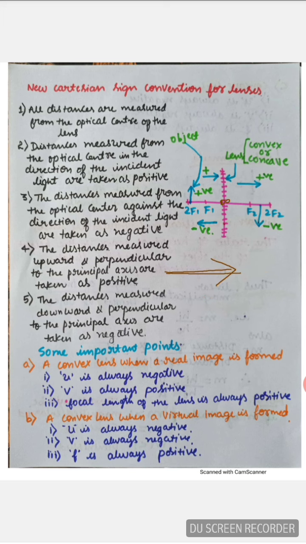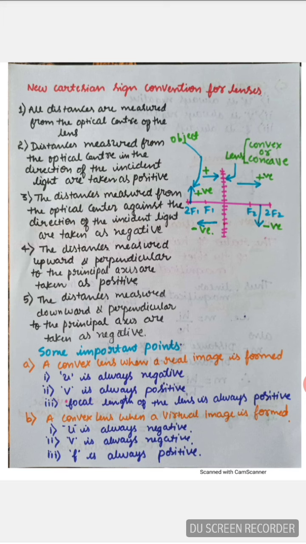Clear? The fourth one: distances measured upward and perpendicular to the principal axis. That means the height measured above the principal axis is taken as positive. The fifth one says the height measured below the principal axis is taken as negative. These are the five sign conventions we need to follow while solving the numericals. I will repeat it once again.